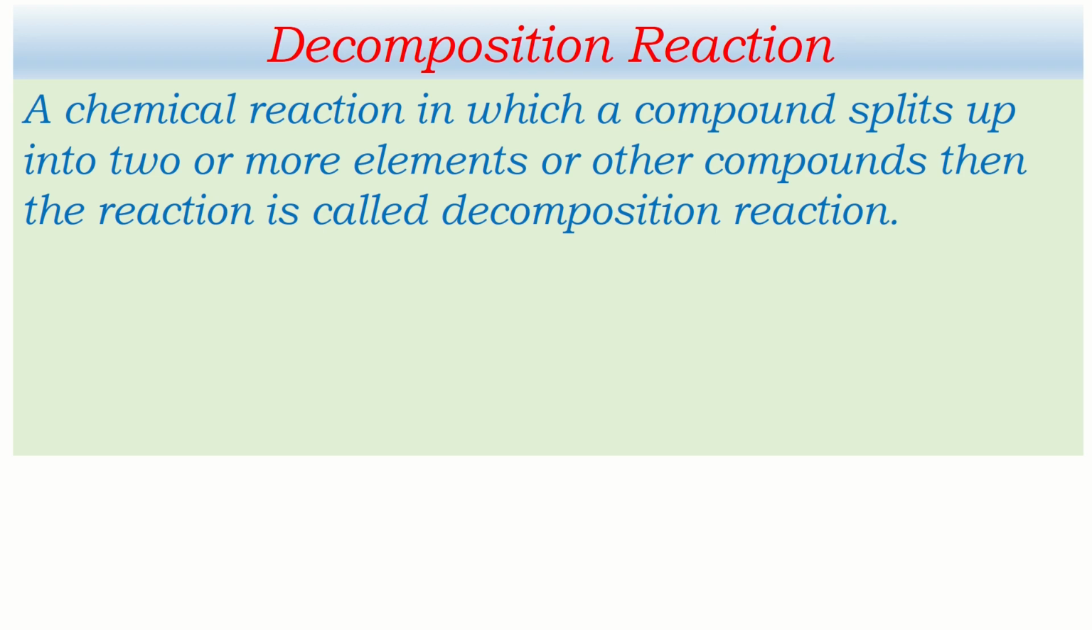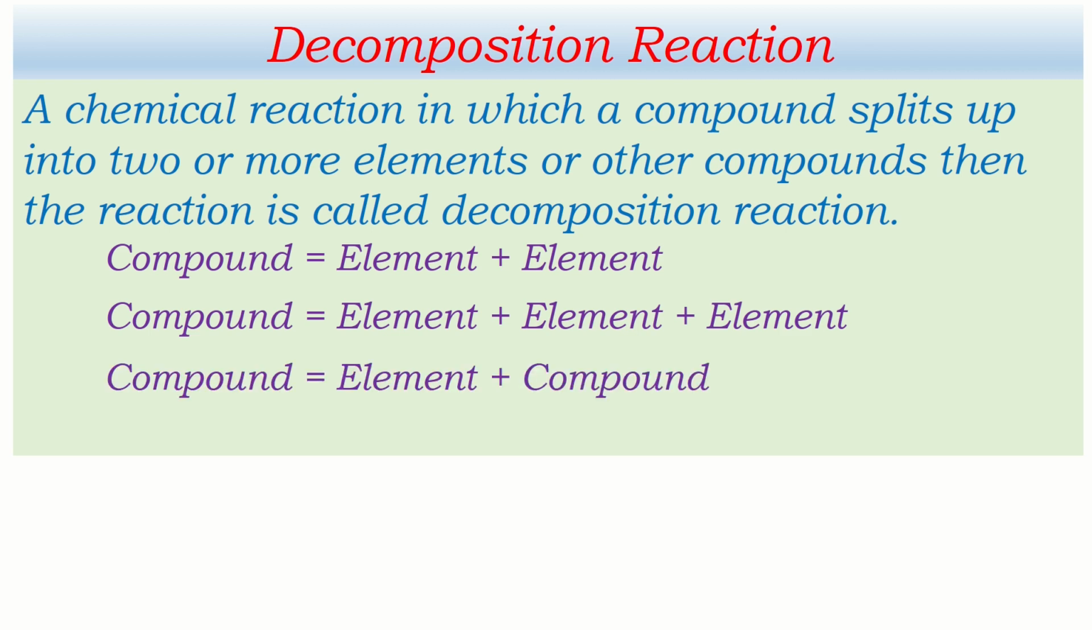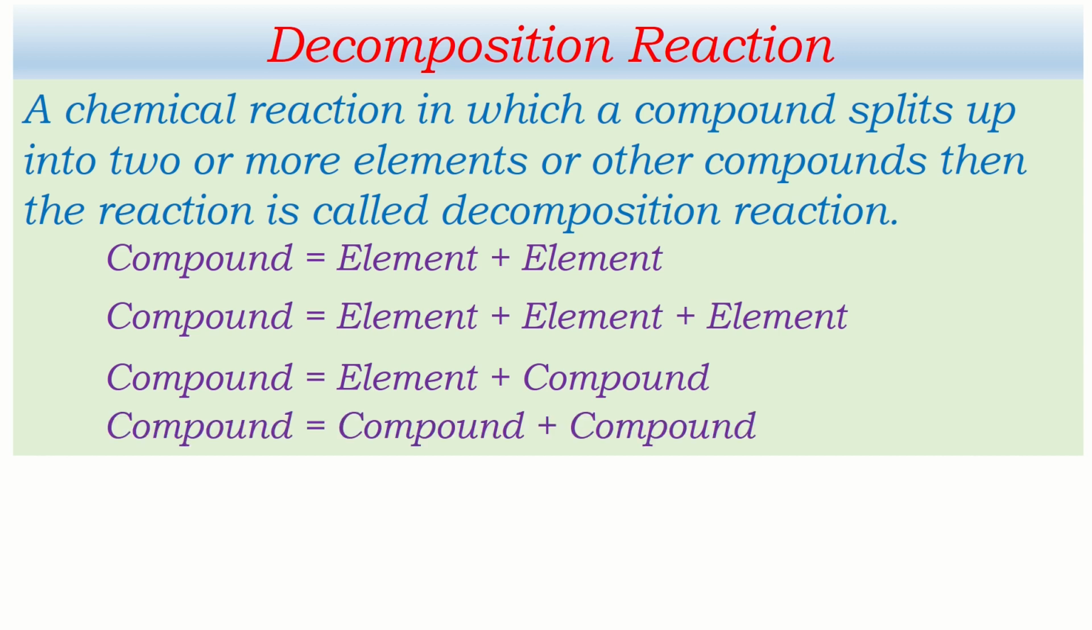is called a decomposition reaction. According to this definition, a compound may split up into two different elements, or a compound may split up into more than two different elements, or a compound is split up into an element and another compound. Maybe it is split up into two or more than two compounds. Whatever it is, the reactant is only one. The reactant is taken on the left hand side and it is only one, and the product is always two or more than two. Such a reaction is called a decomposition reaction.